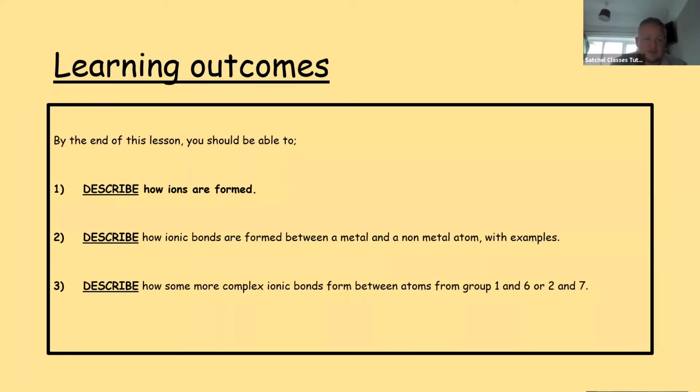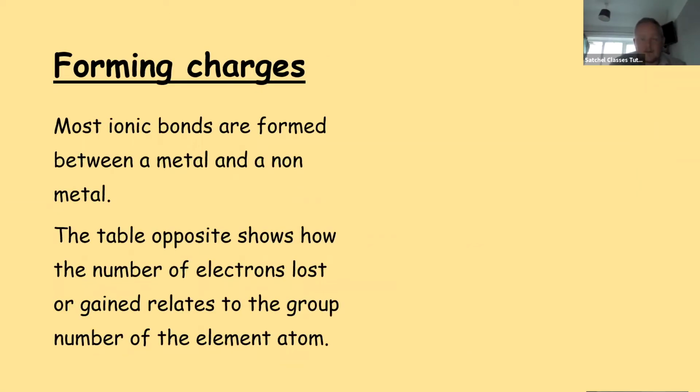Final outcome, describe how some more complex ionic bonds form between atoms from group 1 and 6 or 2 and 7. So most ionic bonds are formed between metal and non-metal, and the table I'm going to show you in a minute shows how the number of electrons lost or gained relates to the group number of the element atom. It's another way of remembering it in an exam.